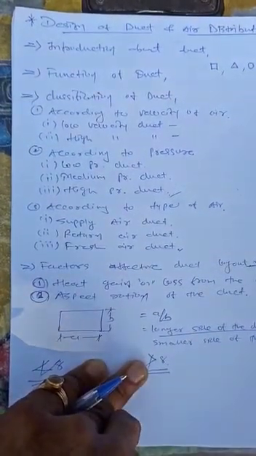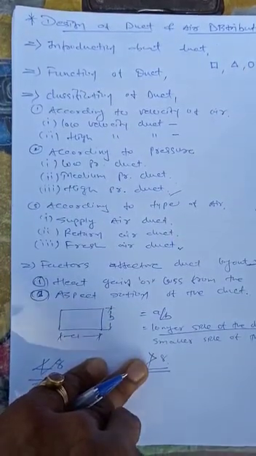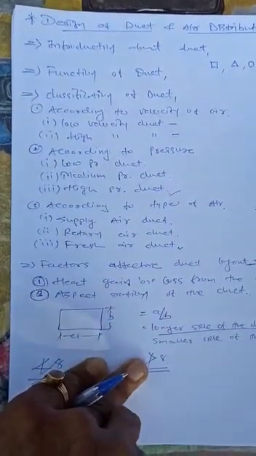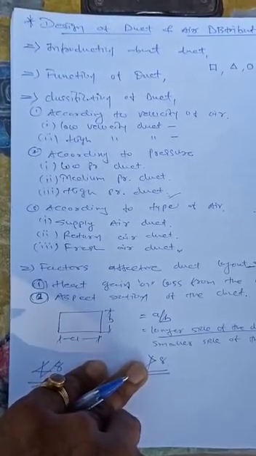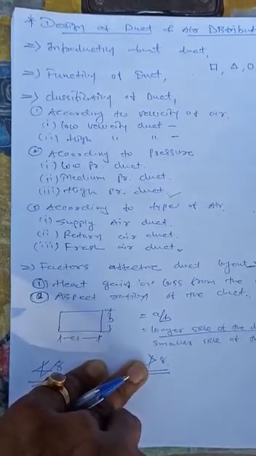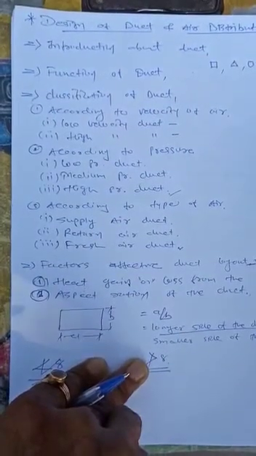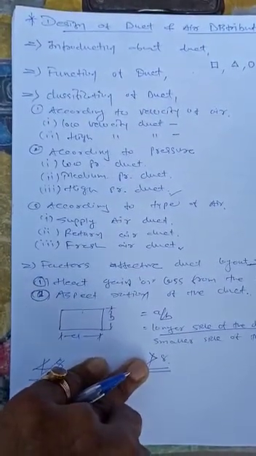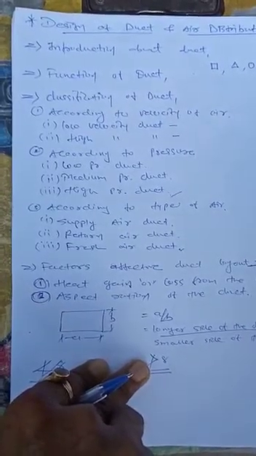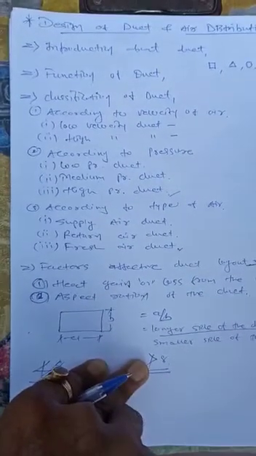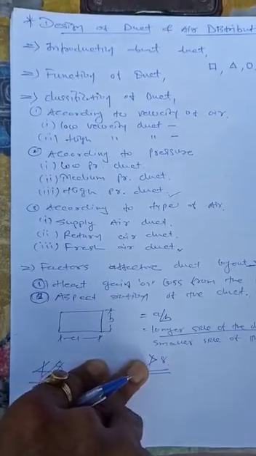First of all, heat gain or loss from the duct. The heat gain or loss in the supply and return duct system occurs due to the duct passing through the unconditioned space. Allowance must be made for duct heat loss or gain in the load.